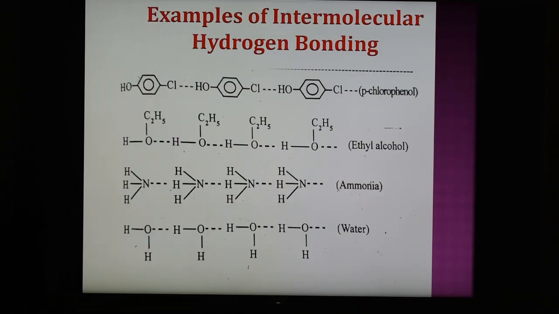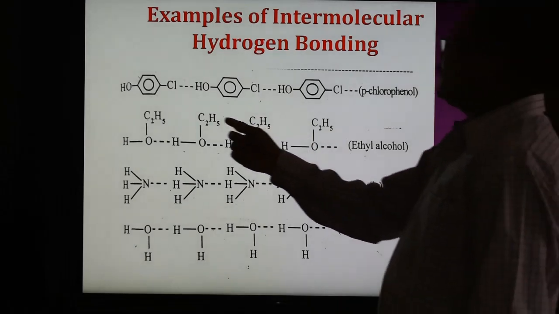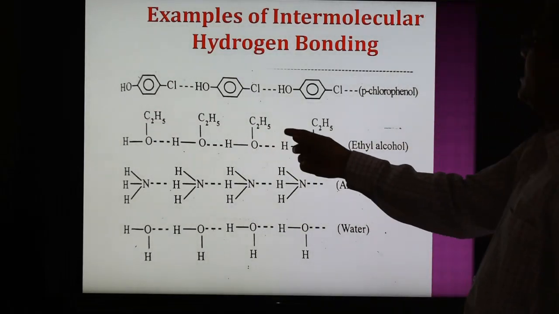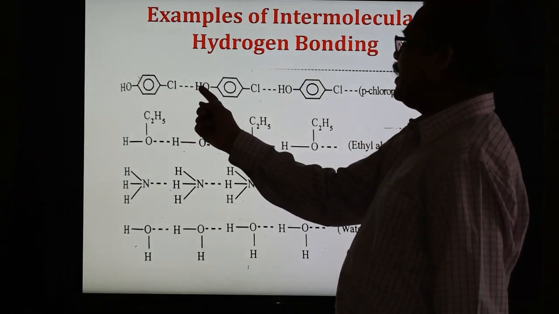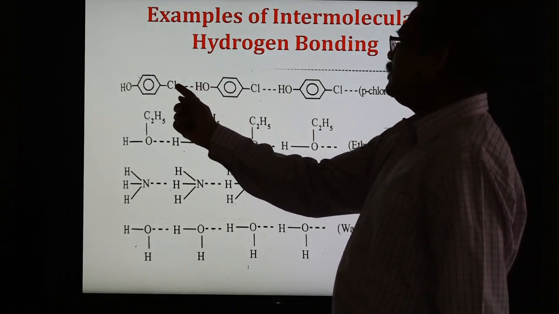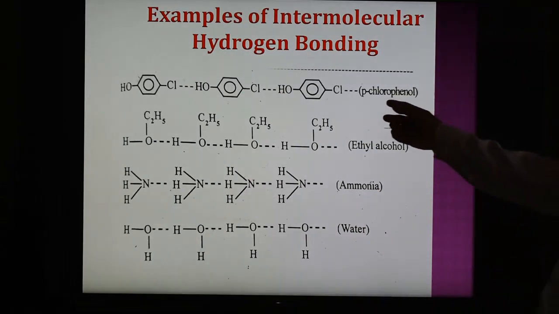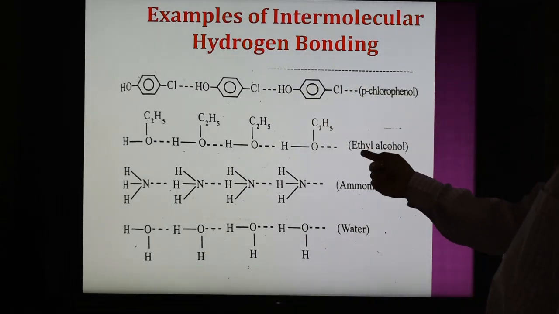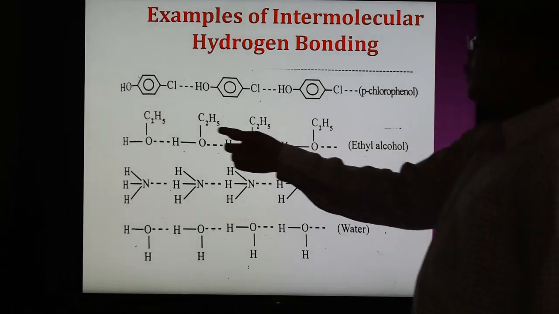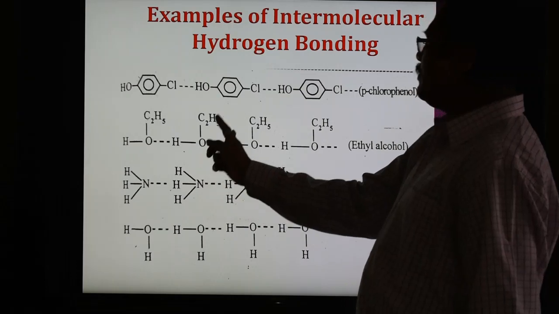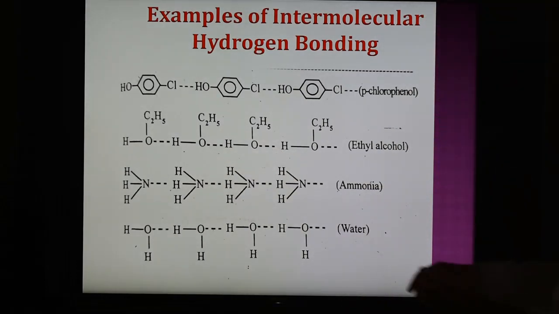And here is an example of intermolecular hydrogen bonding. For example, this is parachlorophenol, where this is the electronegative element and the hydrogen atom of the other molecule. So this dashed bond is the hydrogen bond. In this way, parachlorophenol is one example. Another is ethyl alcohol, C2H5OH. So the oxygen of one molecule and the hydrogen of another molecule form this hydrogen bond.